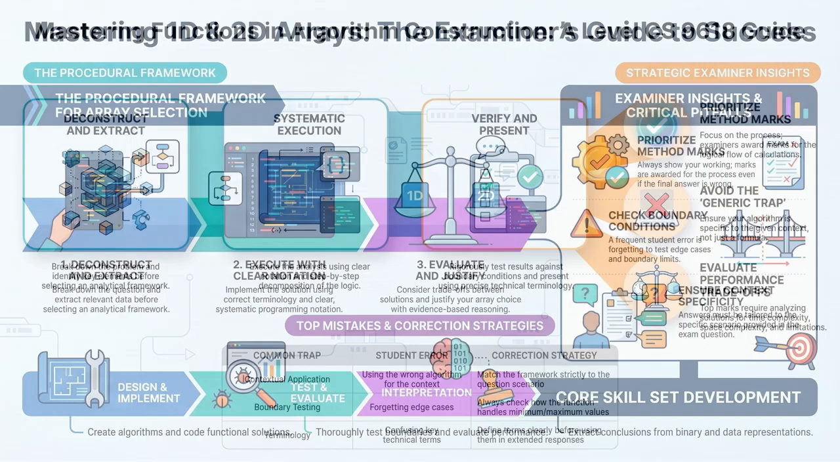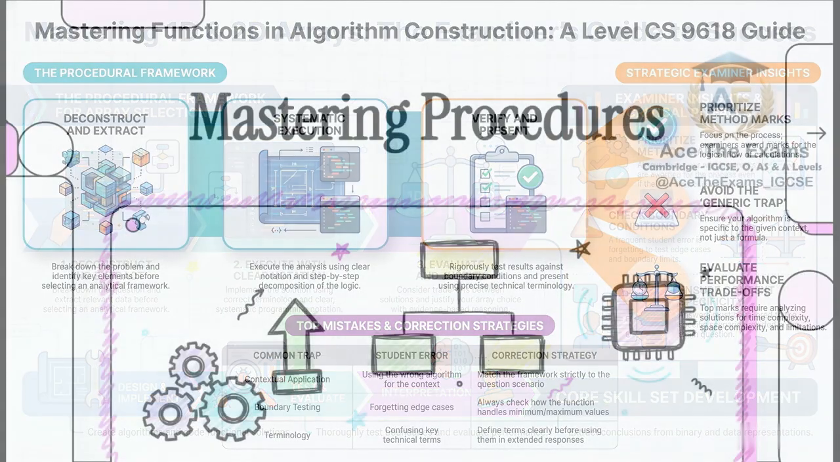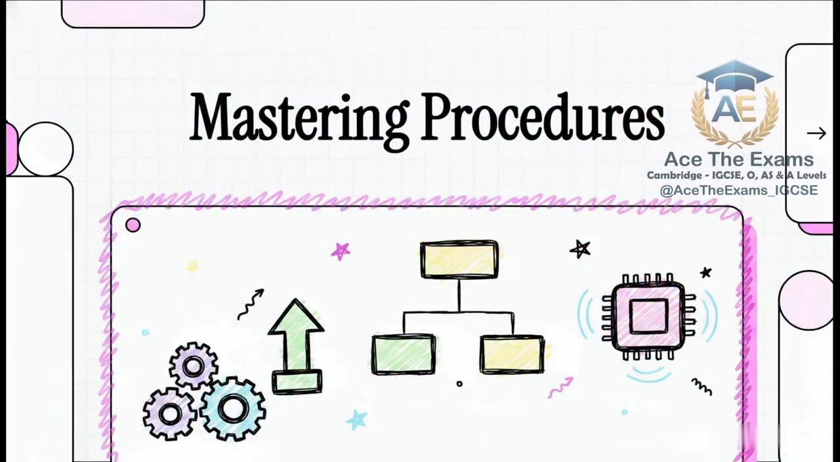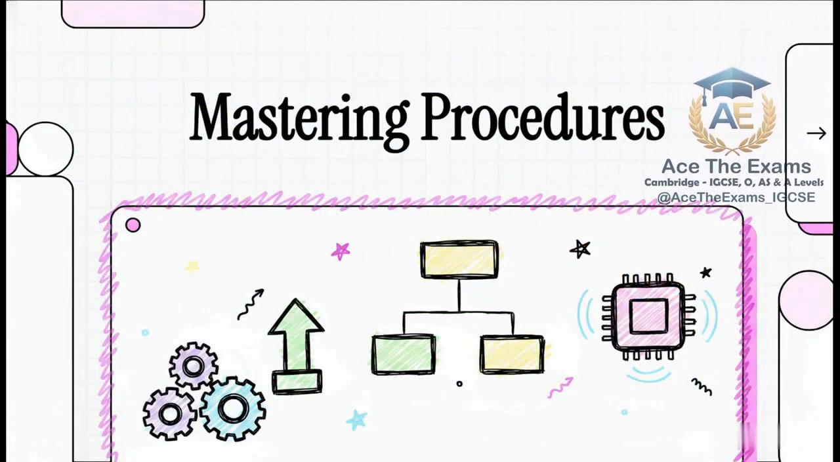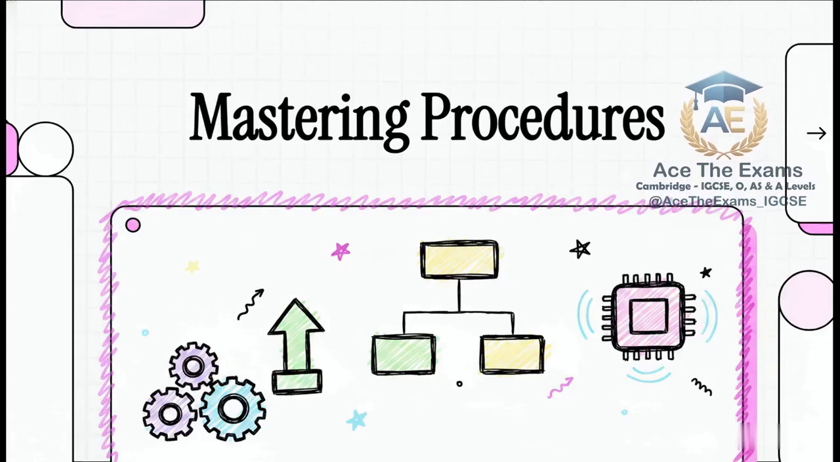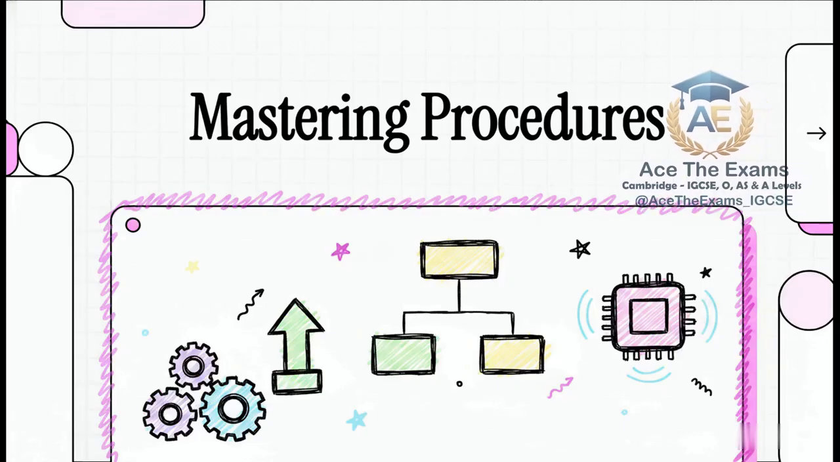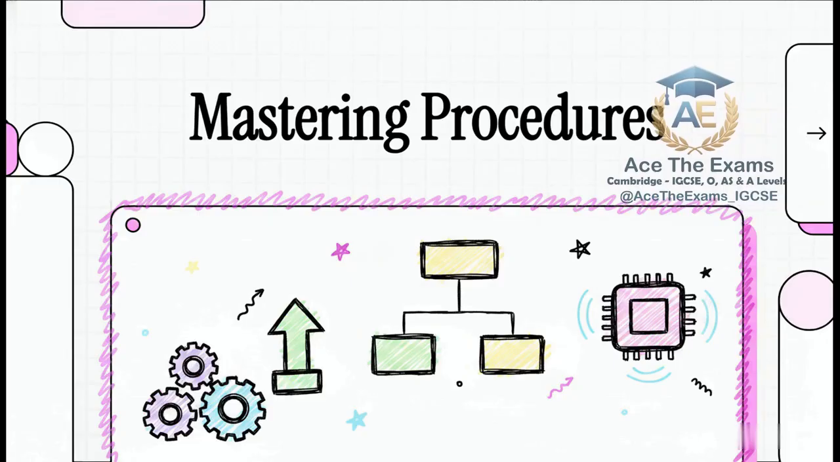Welcome back, everyone. Today we are taking a massive deep dive into a topic that is literally the make or break foundation for your Cambridge computer science success. We are talking about the marathon runner's approach to exam strategy. Specifically, we're mastering when to use procedures and algorithm construction for the 9618 syllabus.